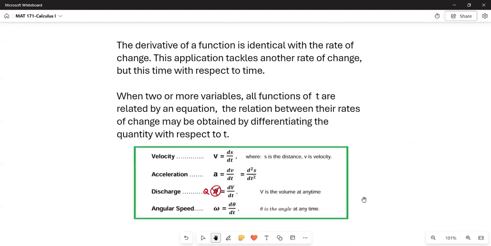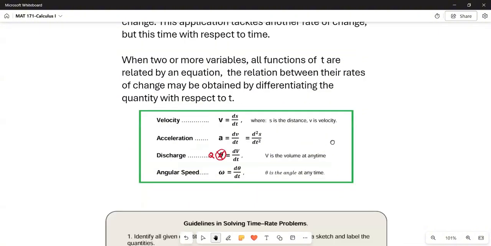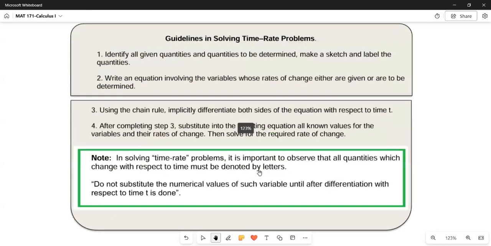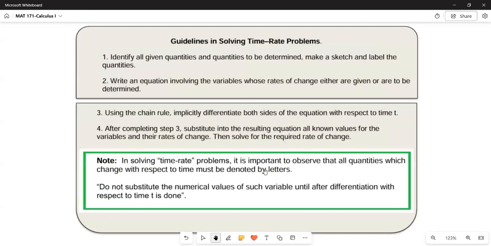So here in time rates, we have guide kung paano tayo nagsasolve ng problems. Kagaya ng previous module nyo, it is always worded problems ang ina-analyze natin pagdating sa time rates. So we have steps para malaman paano natin isosolve. So guidelines in solving time rate problems. So first, identify all given quantities and quantities to be determined. So tingnan natin kung ano yung meron sa problem na values or quantities. Then tingnan natin kung ano yung hahanapin.